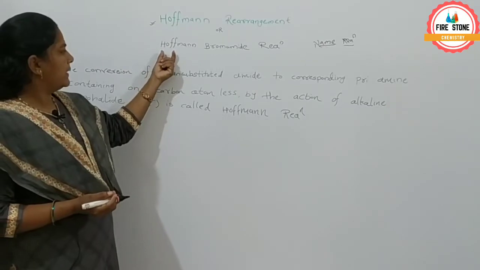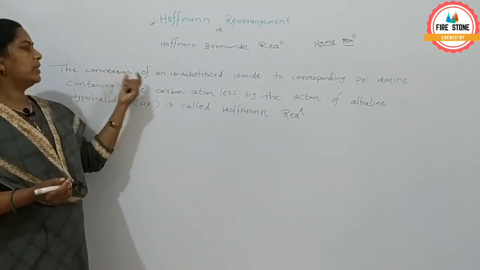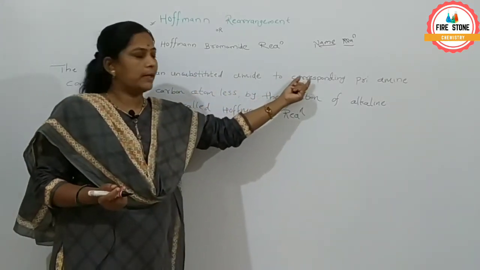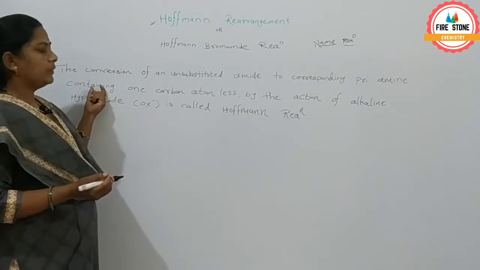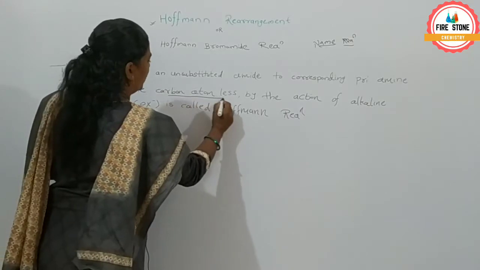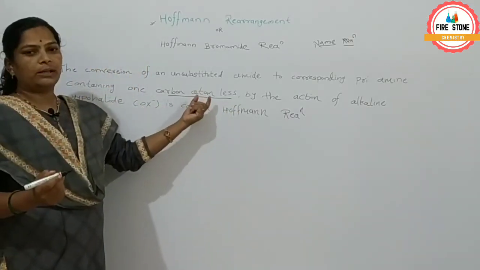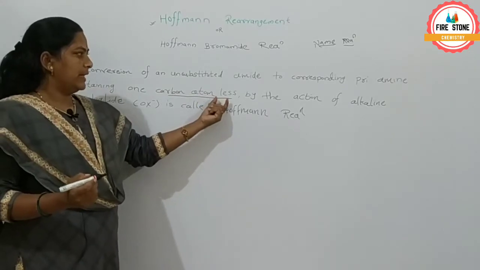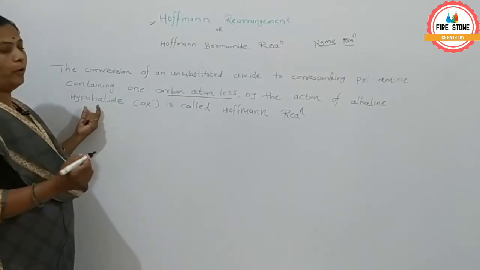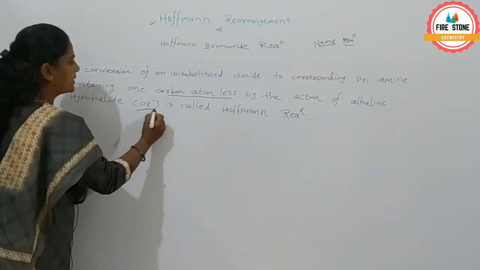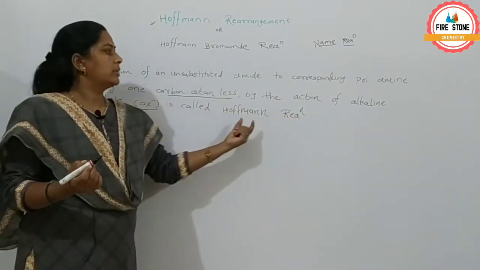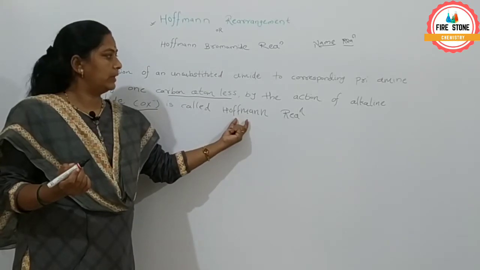In this reaction, an unsubstituted amide is converted to the corresponding primary amine containing one carbon atom less. The product contains one carbon atom less by the action of alkaline hypohalide, that is OX minus. Such a reaction is called the Hofmann reaction.